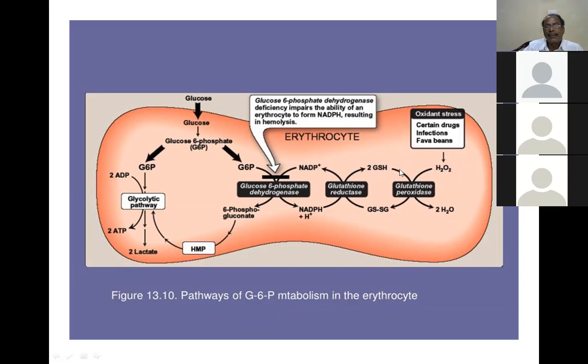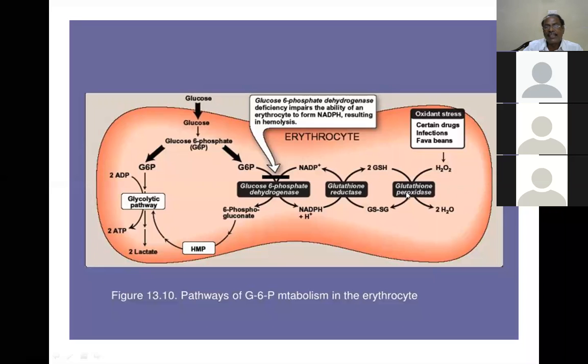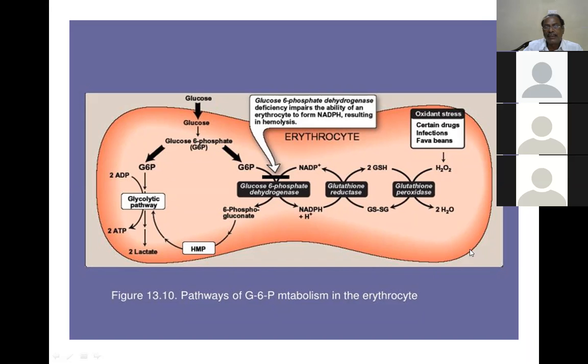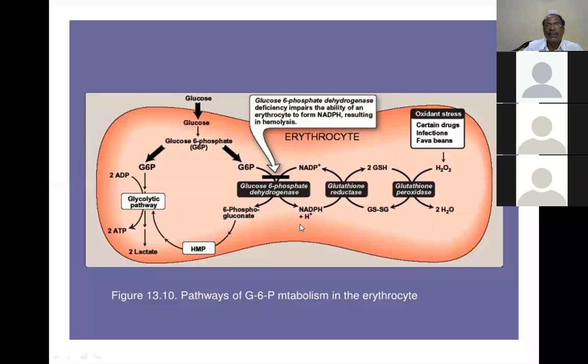This cycle is important, otherwise it stops here, H2O2 builds up, and then there is oxidant attack on the membrane lipids, peroxidation attack, and the membranes are broken down. The red blood cell is broken down, producing hemolytic anemia.